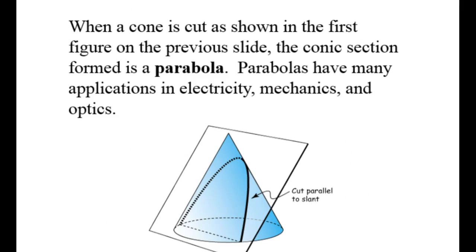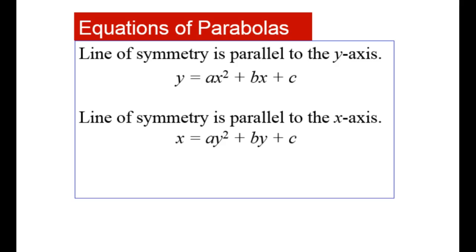I'll talk about ellipses and hyperbolas in a later video. So the parabola, again, is a cross section of a cone, and it's just going to slice a slant parallel cut through it. So there are two different types of parabolas. We could have parallel to the y-axis, and we could have parallel to the x-axis.